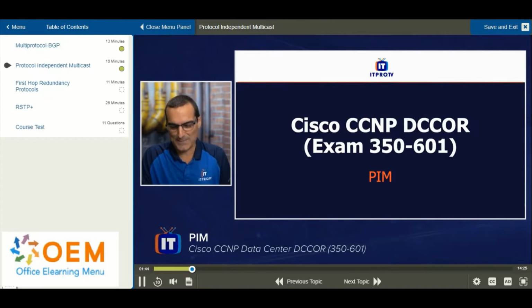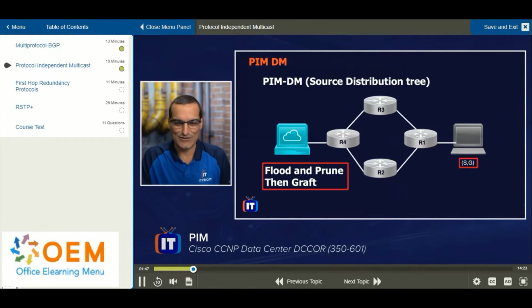Variations of PIM that we can encounter. And so the first variation, the legacy protocol independent multicast, is dense mode. So what do we need to know about it? Well, that it's legacy, and it's legacy because it was designed poorly.